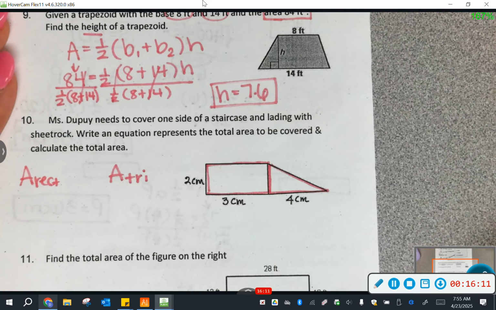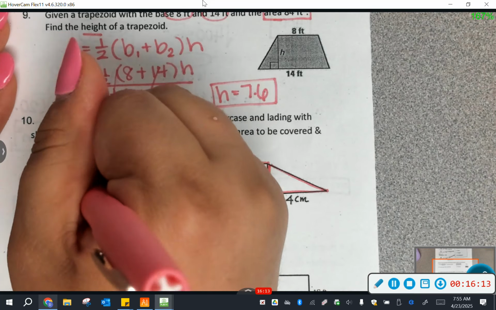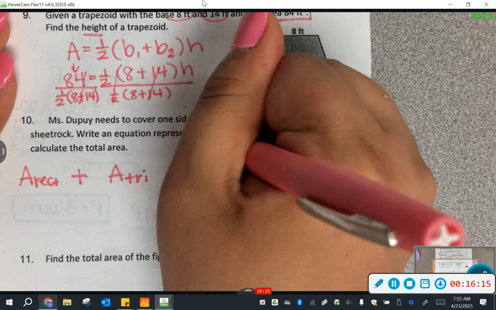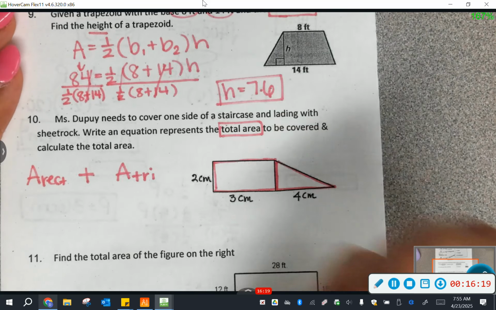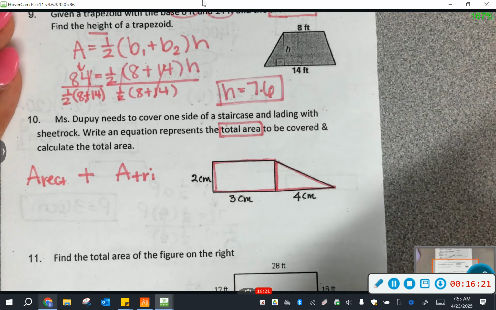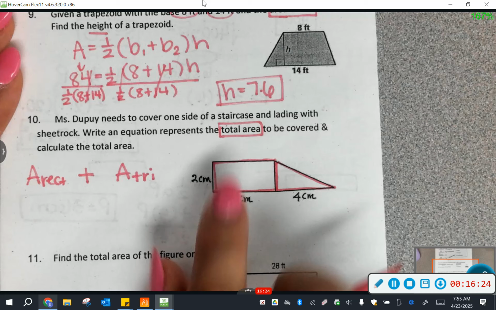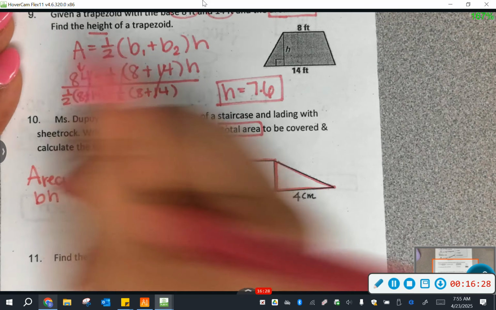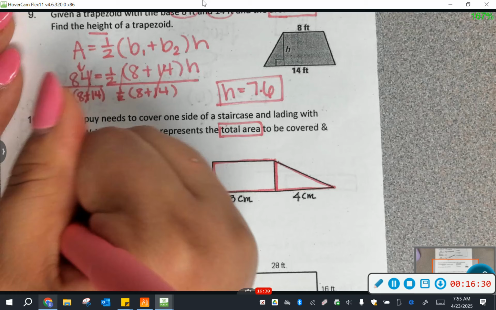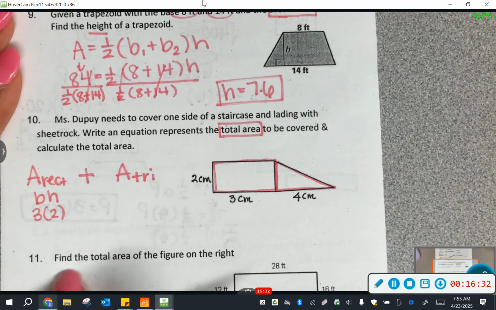And what am I going to do to these two areas? Add them, because I want the total. It says the total area, you should add. What do you subtract? You subtract whenever it's shaded area. Yep, add when it's total area. So for the rectangle, I'm going to do base times height. I feel like that's easy, so I'm just going to do that for y'all.